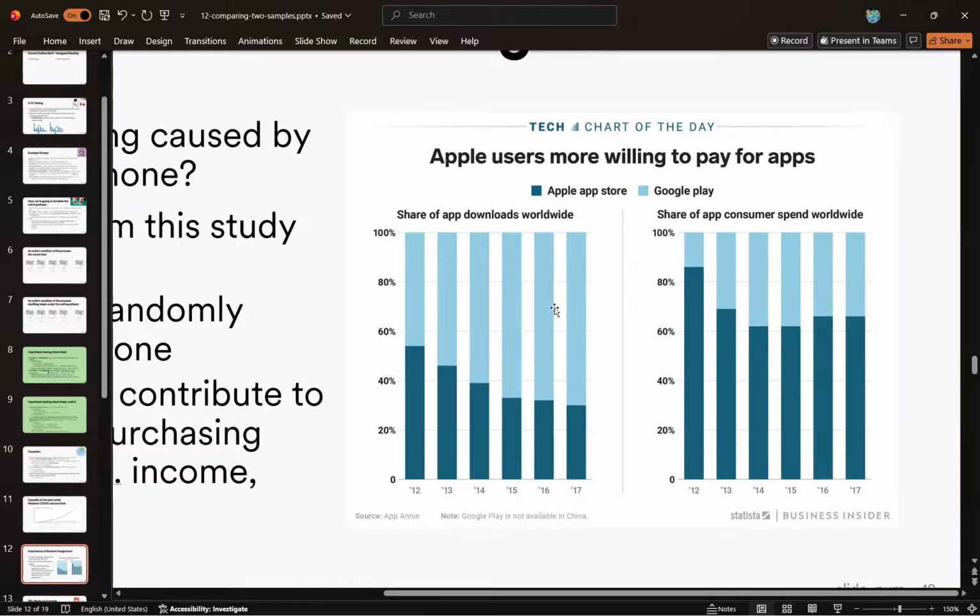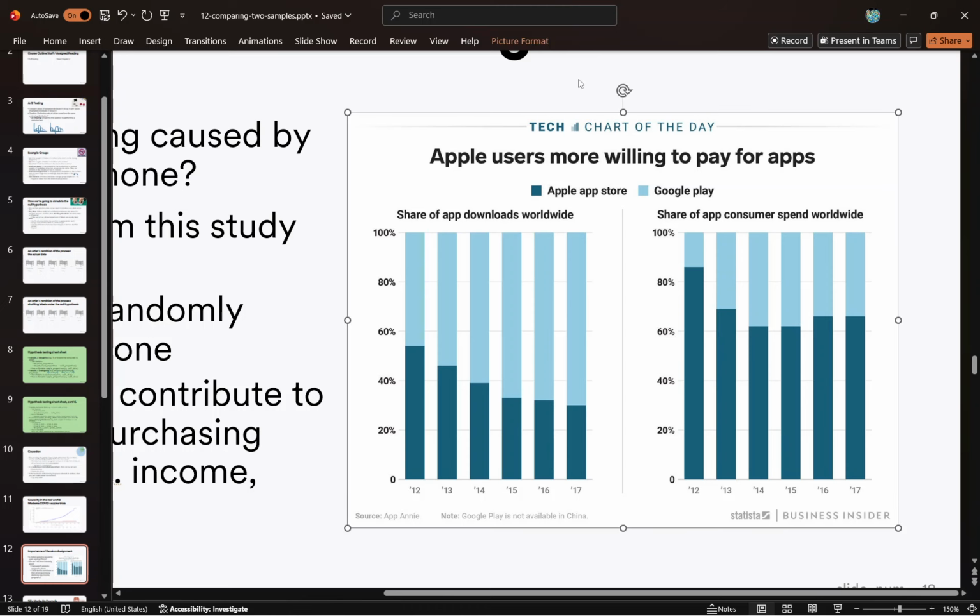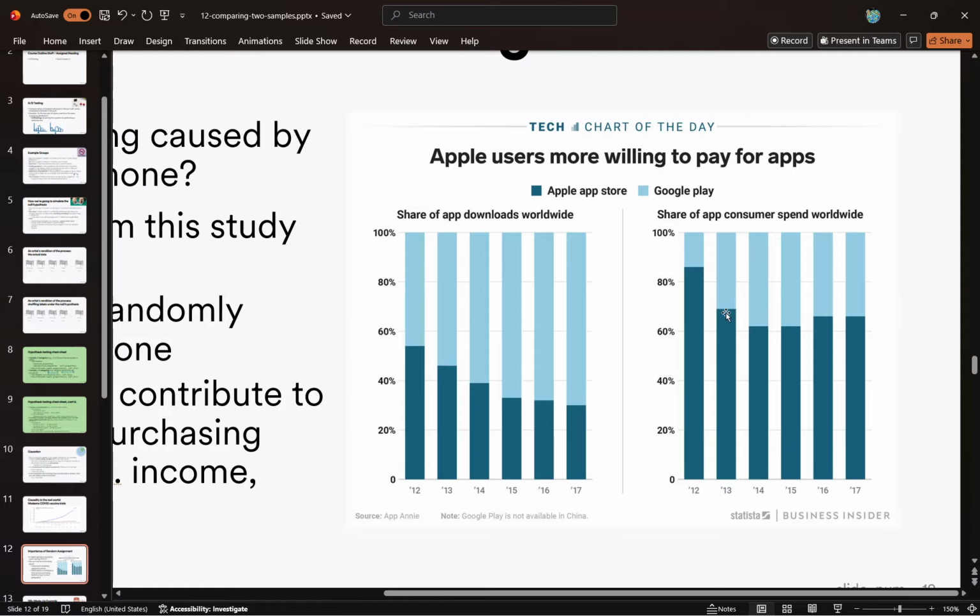Look at what happened. It looks like the conclusion of this chart was that Apple users were more willing to pay for apps. Do you see that the share of the amount of people spending money, or dark blue is the Apple App Store, the amount of people spending money on apps is more for iPhone users than for Android users, all right? Whereas Android users, it's gaining traction, but they're not paying as much for their apps. So it looks like the iPhone users are paying for their apps at a rate that's more than Android users. All right, so that's what they found.